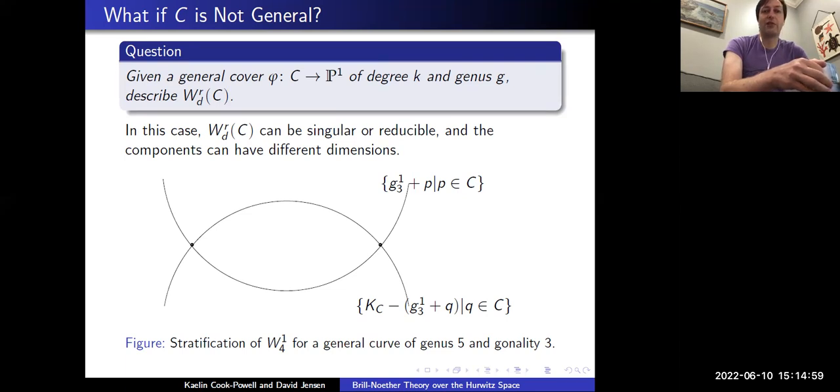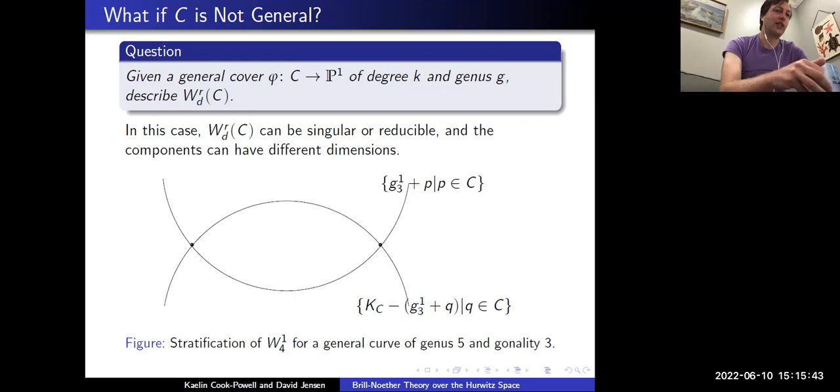Also, if you take any such line bundle and you take its Serre dual, it will also have degree 4 and rank 1. And so that gives you another component of W14 that is also isomorphic to the curve, and that's the lower one that I've pictured there. And it's not too hard to see that these two components intersect in exactly 2 points. So you set G13 plus P equivalent to K minus G13 plus Q, and then you solve and you see that there's exactly one pair P and Q that make that possible.